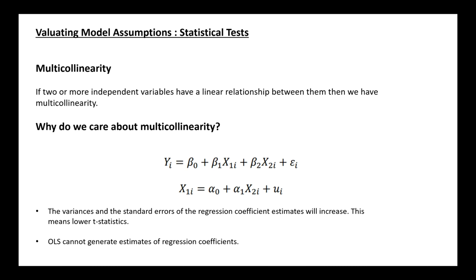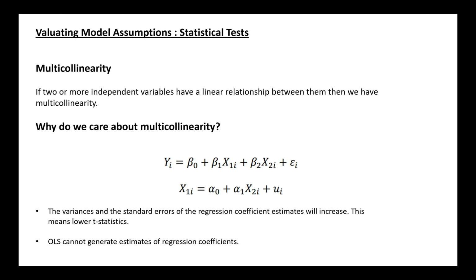But why do we even care about multicollinearity? Let's say our data set has a problem of multicollinearity. That means that the variances and standard errors of the regression coefficient estimates will increase. This means we will have lower t statistics.